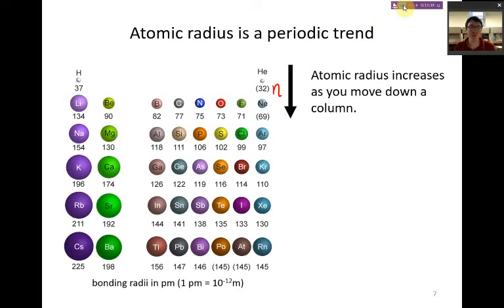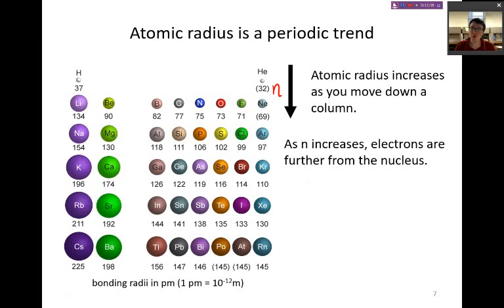Think of it like you're putting on more layers. You first put on a t-shirt, and then a sweater, and then a coat. As you put on those layers, the radius, the size, gets larger. And so it's simply because the number of shells we have increases that the elements get larger. Those electrons, as we put in those outer shells, are farther away from the nucleus.